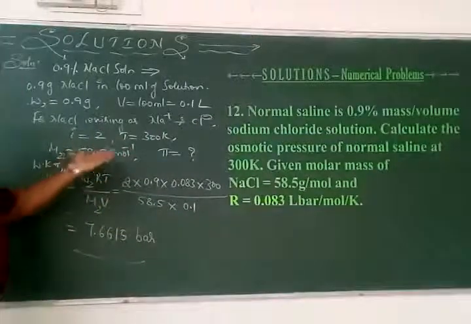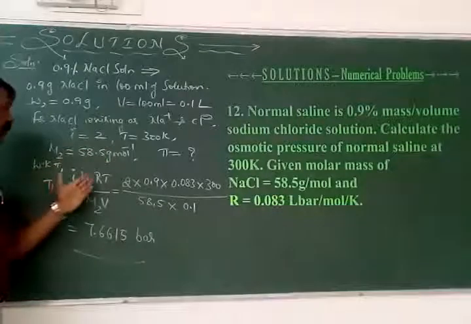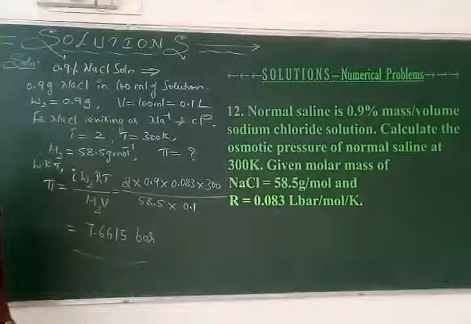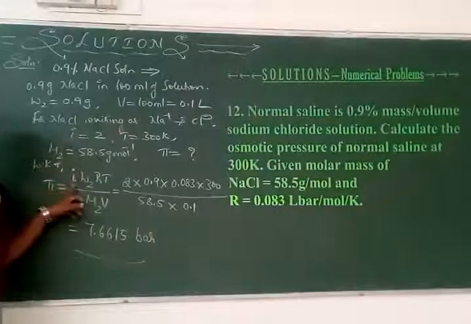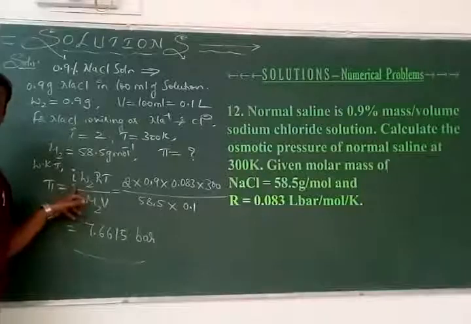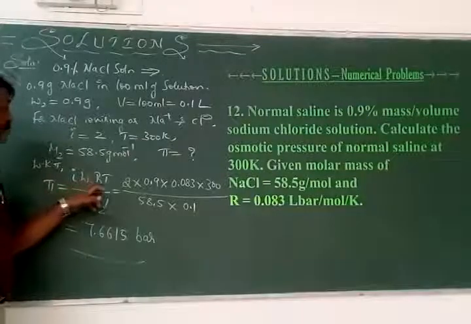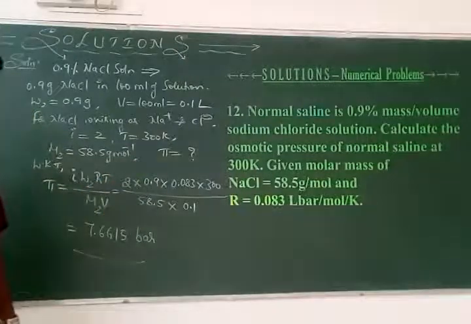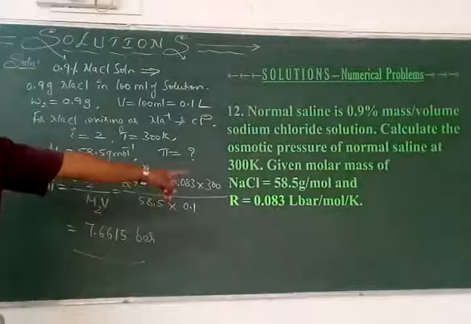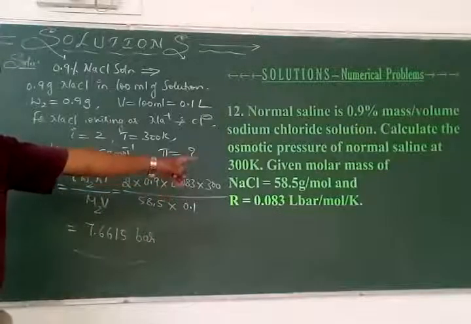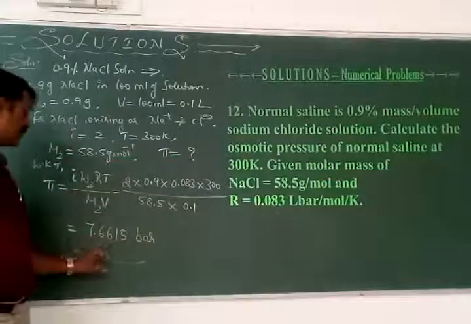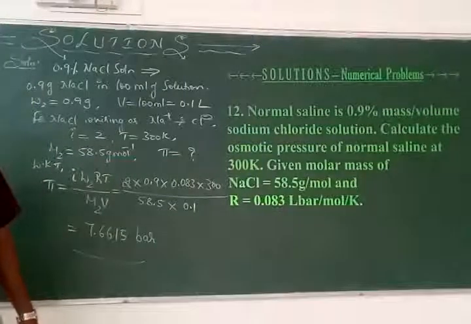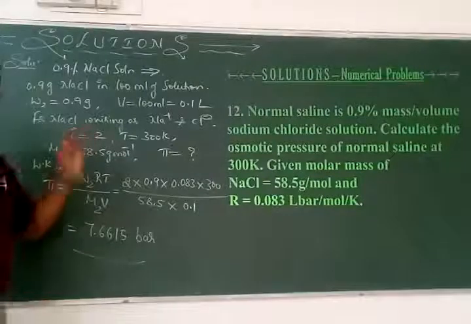Osmotic pressure. We know that osmotic pressure Pi is equal to W2RT divided by M2 into V. It is a general formula with respect to the non-electrolyte. Suppose if an electrolyte comes, we just have to multiply that by the van't Hoff factor i. Therefore, pi is equal to i into W2RT divided by M2 into V. So, substitute and get the answer. It is going to be 7.6615, and as R is 0.083 liter bar per mole per Kelvin, it is 7.6615 in terms of bar. Okay. So this is the completion of the 12th numerical with respect to the solution chapter.